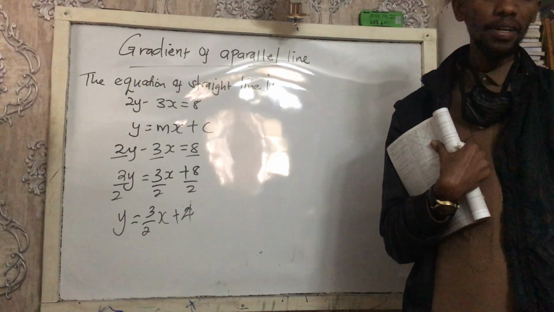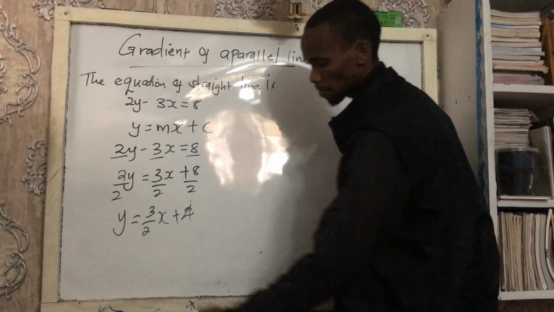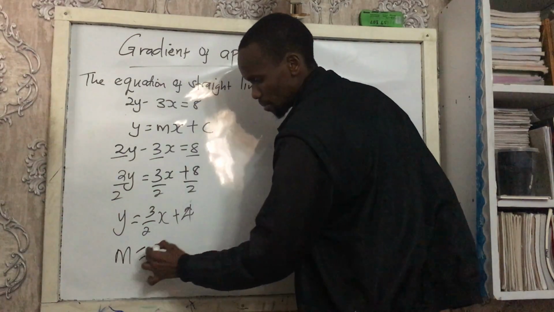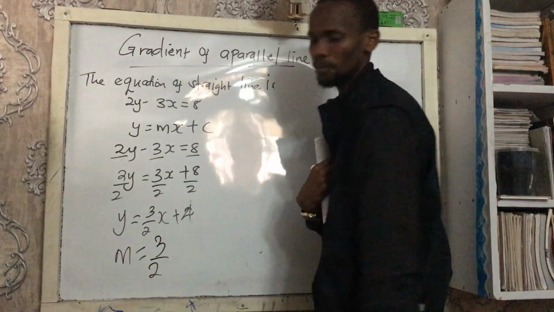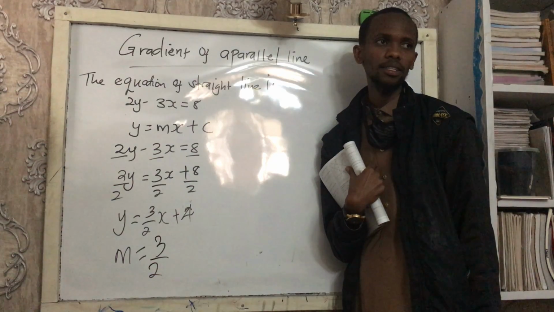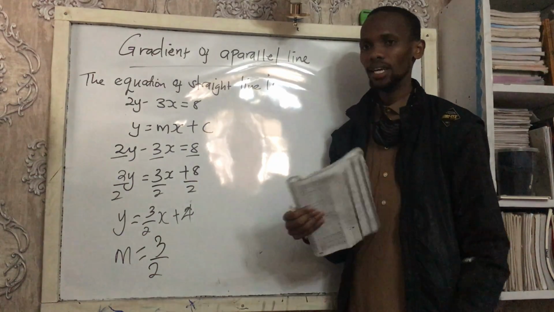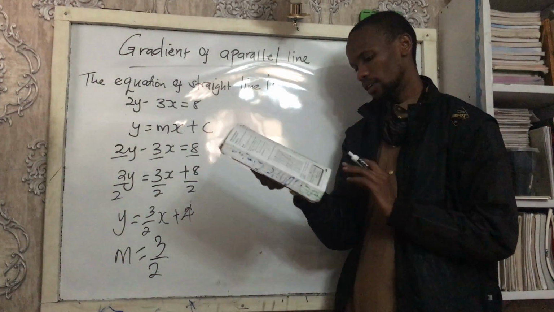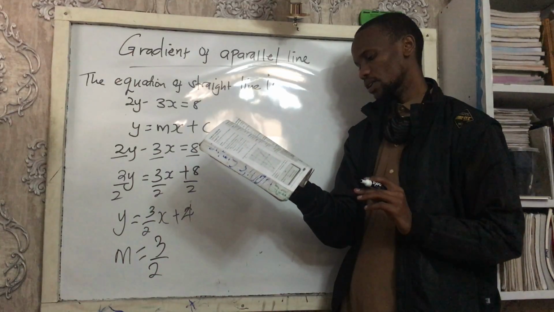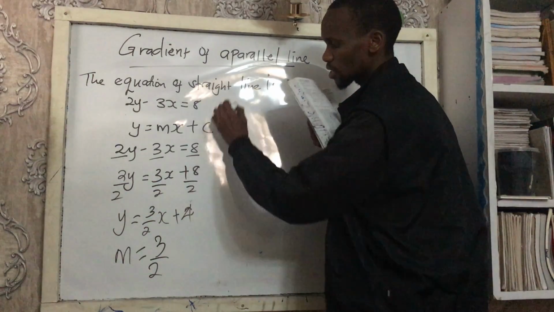Now which is the m, the gradient? Gradient m is 3 over 2. That's our gradient. We are done with part A of the question that says find the gradient of this line. So the gradient is 3 over 2.